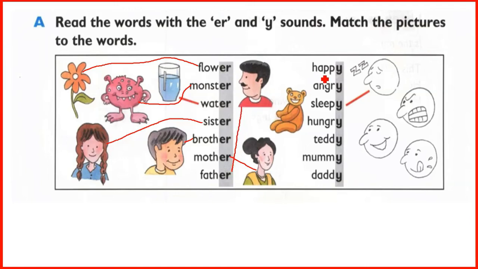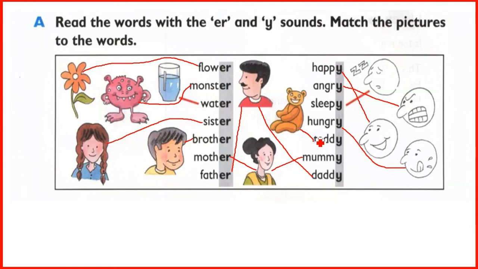Okay. Now here comes happy. Yes, happy. Angry. This face looks angry. Okay. Now sleepy. Done. Hungry. Yes, hungry. Teddy, teddy bear. Okay. And then mummy. Yeah, this is mummy. Then daddy. Okay. Can you match the pictures to the words? Yes, like this. Okay. This is very easy.